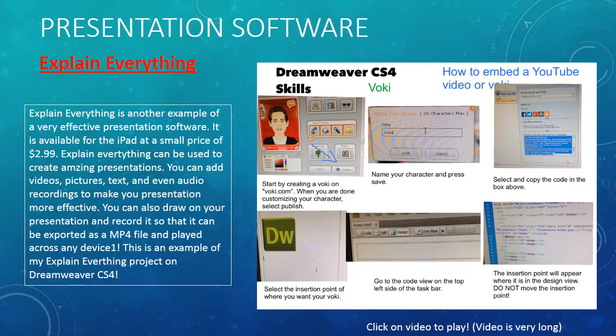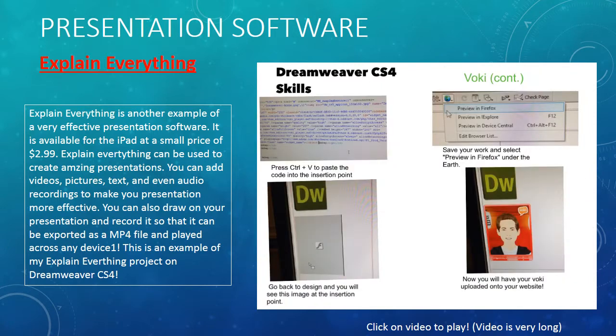Next, you have to name your character and press Save. After, you should select the code and copy it using Ctrl-C. Now you can select the insertion point of your Voki. After, go to the code view on the top left side of the taskbar. The insertion point will appear where it is in the design view. Do not move the insertion point. Press Ctrl-V to paste the code at the insertion point.